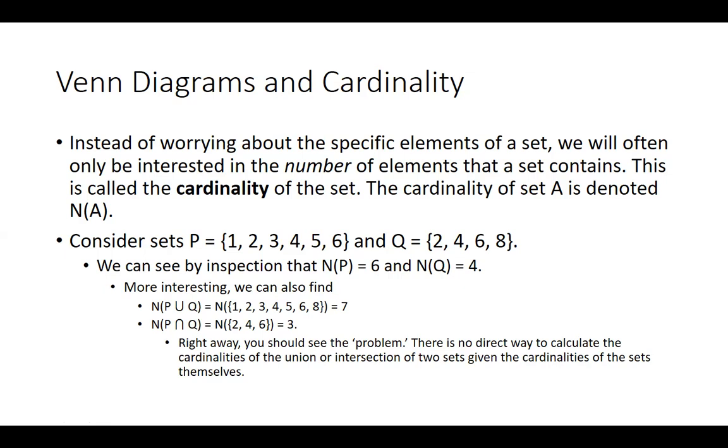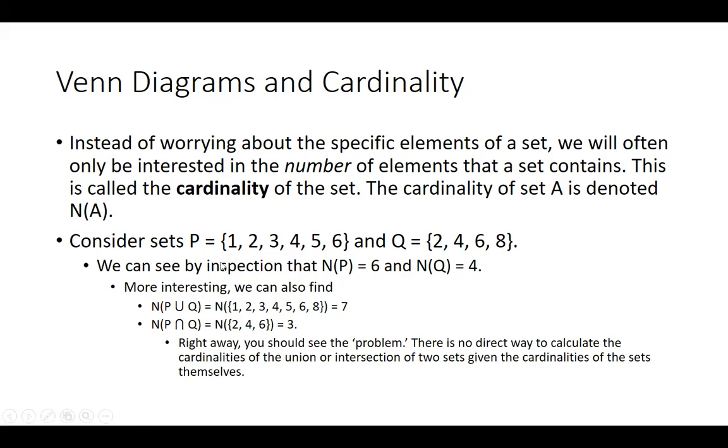Instead of worrying about the specific elements of a set, oftentimes we'll only be interested in the number of elements that a set contains. This is called the cardinality of the set. And the cardinality of set A is denoted by n and then an A in parentheses. This is pronounced the cardinality of A, or the number of things inside of A, if you want to know where that n came from. Cardinality is just the number of things inside of.